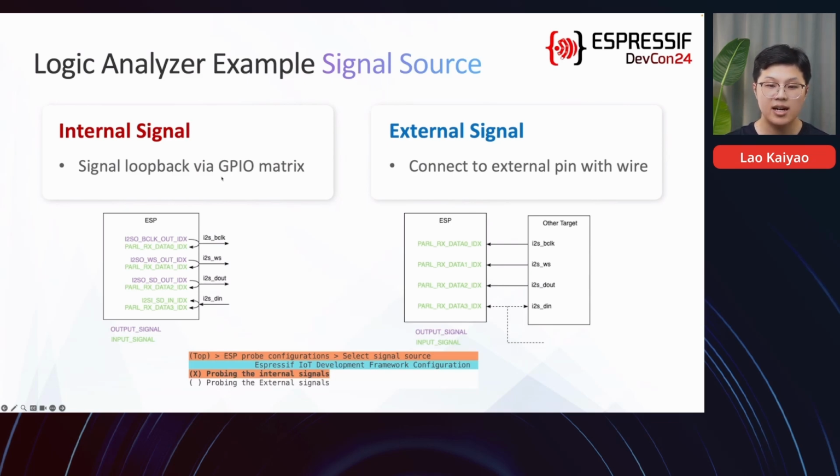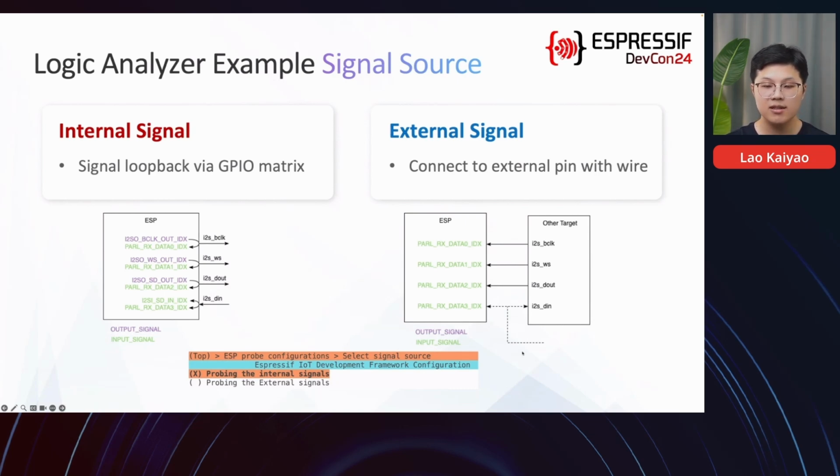When we connect the I2S output signal like BCLK and the parallel input signal data 0 to the same GPIO, the BCLK signal can output to the GPIO normally, and meanwhile it will also be received by the parallel data 0 signal. If there is an external signal input like I2S data in, it will be received by both the I2S SD in signal and the parallel data 3 signal, so that we can realize the self-probe without affecting other peripherals.